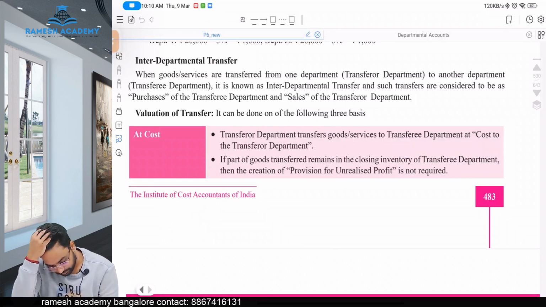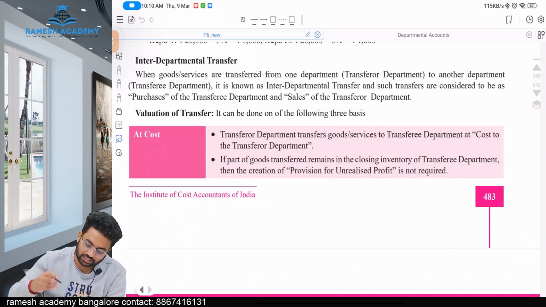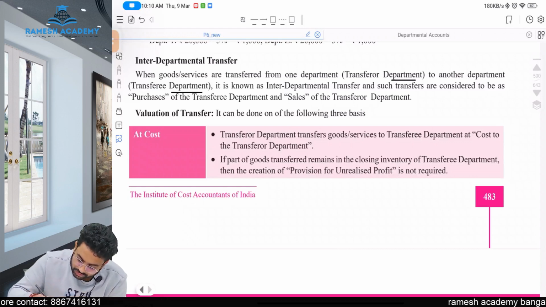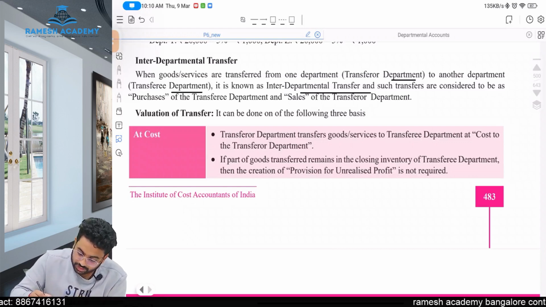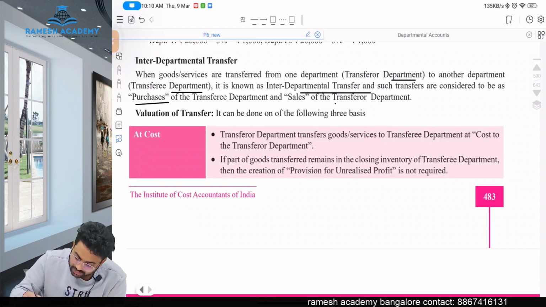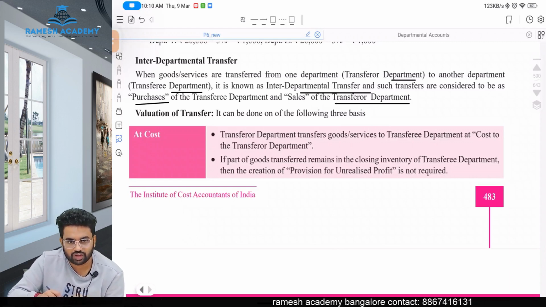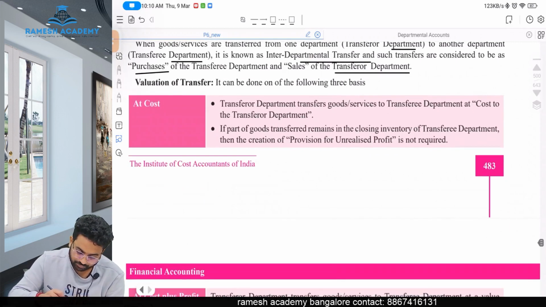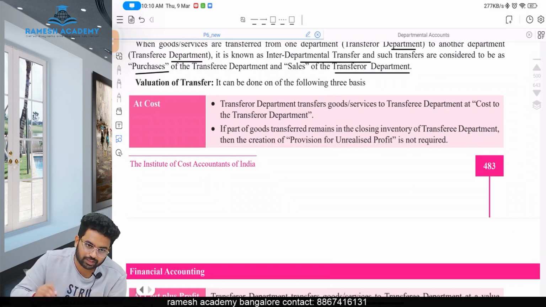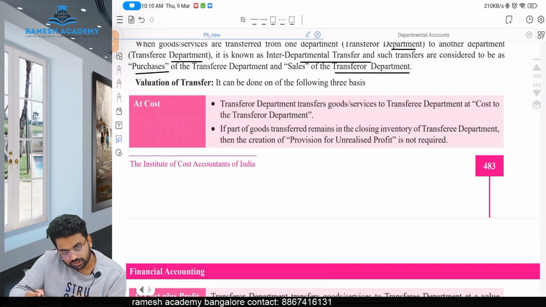Okay, fine. When goods or service are transferred from one department, that is the transferor department, to another department, the transferee department, it is known as interdepartmental transfer, and such transfers are considered to be purchases of the transferee department and sales of the transferor department, as I told already. In the transferor's books, transferee will be the debtor. In the transferee's books, transferor will be the creditor.